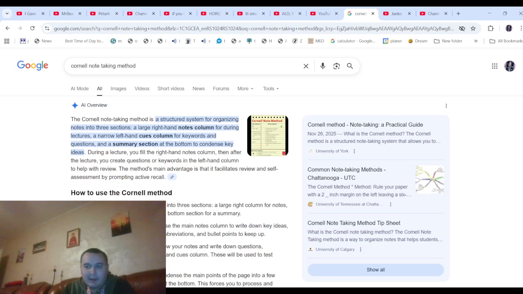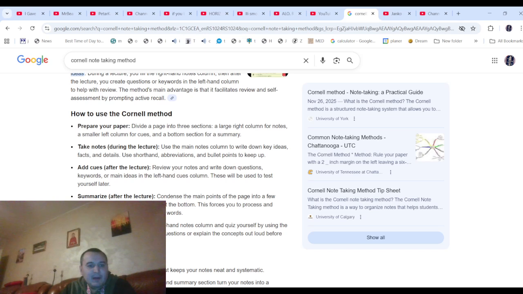How to use the Cornell method. Prepare your paper. Divide the page into three sections: a large right column for notes, a smaller left column for cues, and a bottom section for a summary. Take notes during the lecture. Use the main notes column to write down key ideas, facts and details. Use shorthand abbreviations and bullet points to keep up.